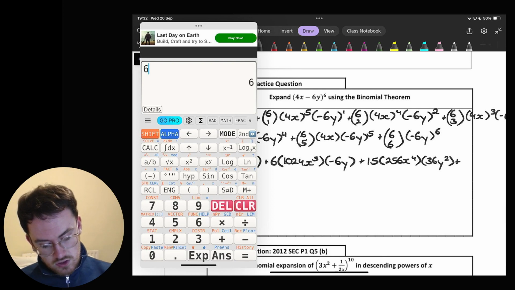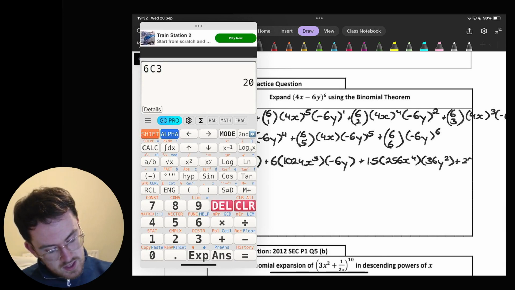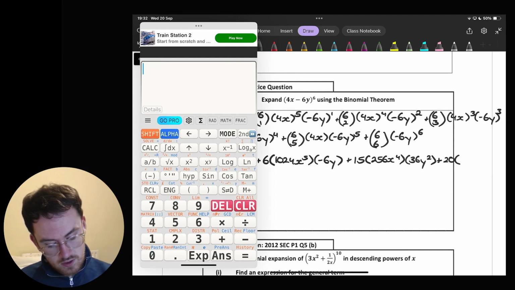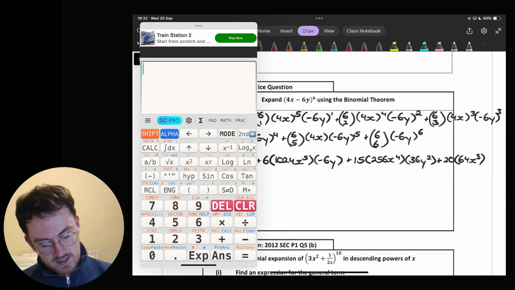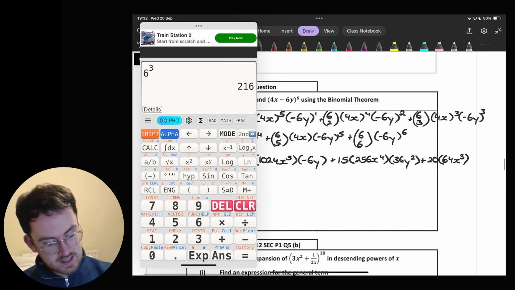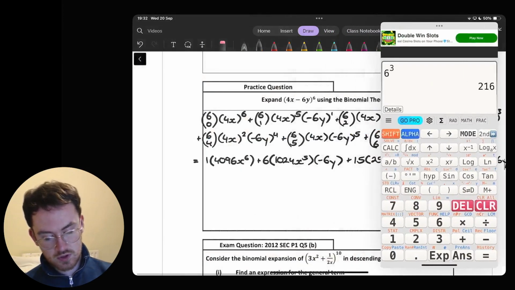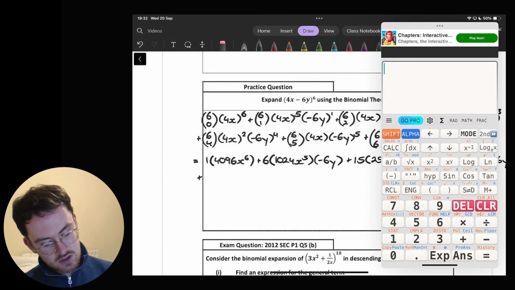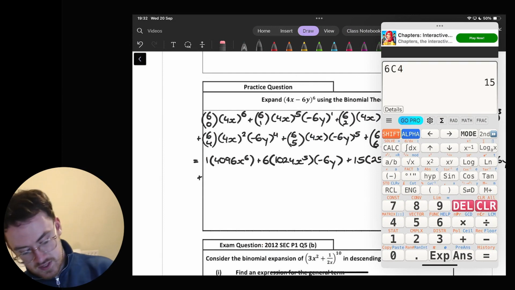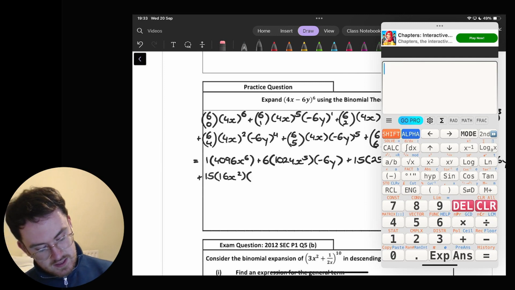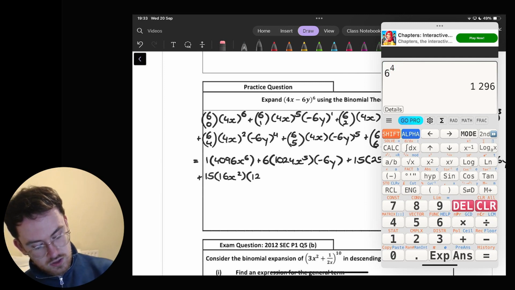Then 6 choose 3 will give me 20 by 4 to the power of 3 is 64 x cubed, and 6 cubed is 216, so 216 y cubed, and that's obviously going to be negative as well because we haven't changed, because we're doing it to the power of 3 there. Then 6 choose 4 is 15, 4x squared is 16x squared, and my 6 to the power of 4 gives me 1296 y to the power of 4.